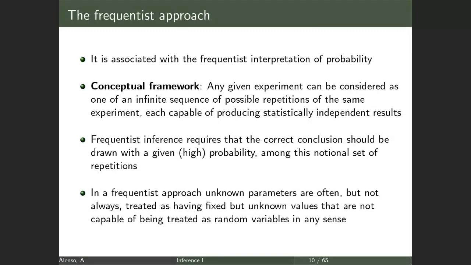So that is the Frequentist framework. And in the Frequentist framework, parameters are considered unknown constants. They are unknown, but they are fixed. They are not random variables.